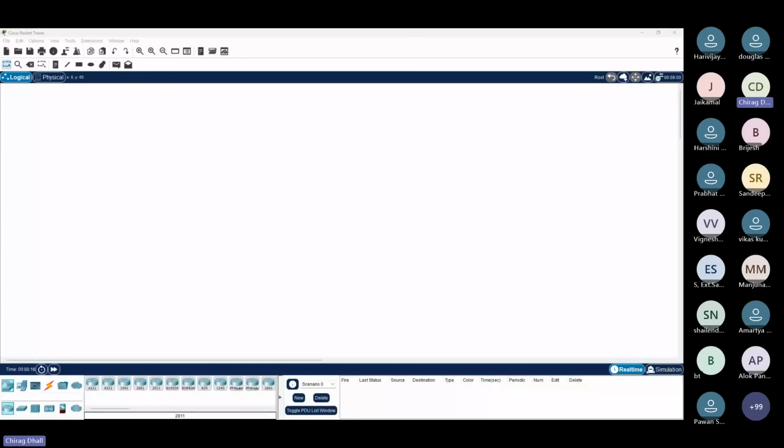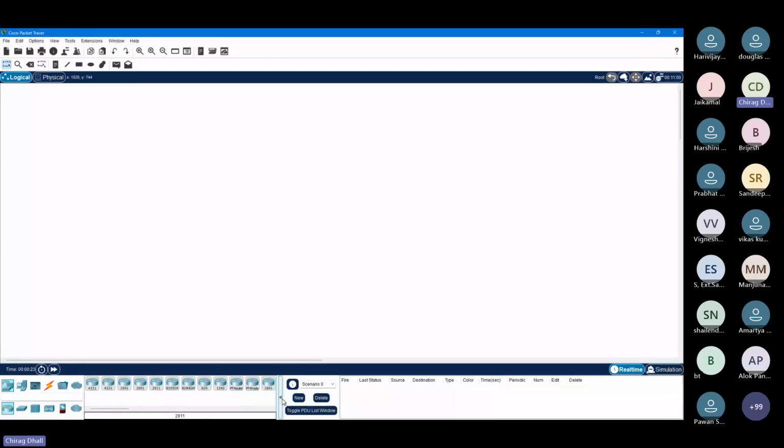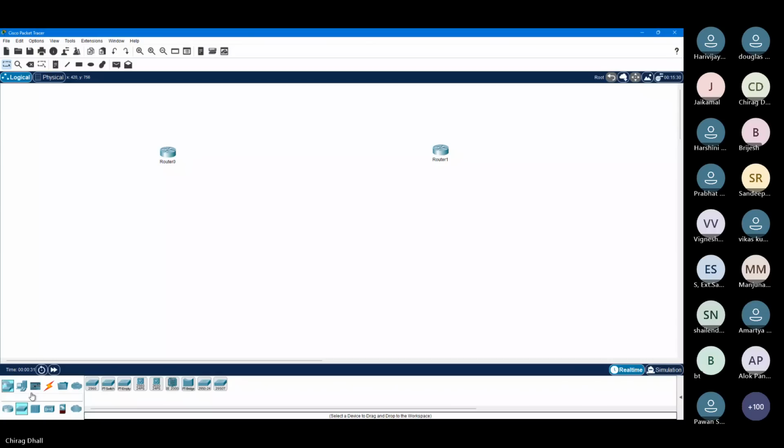I hope my Packet Tracer window is now visible. So I'll configure a topology like I mentioned: R1, R2, a couple of switches, some end devices, and then let's make the cable connections.